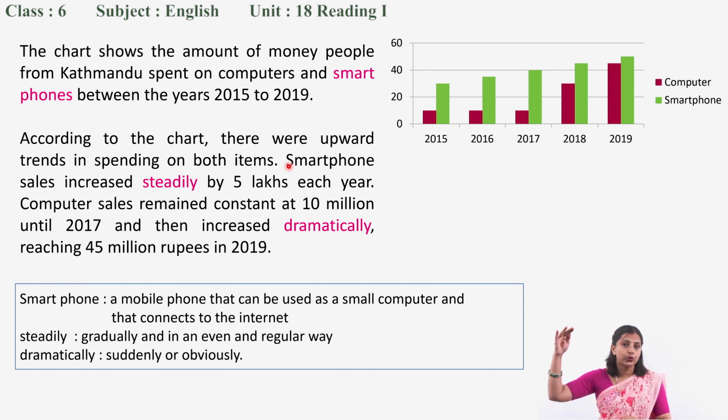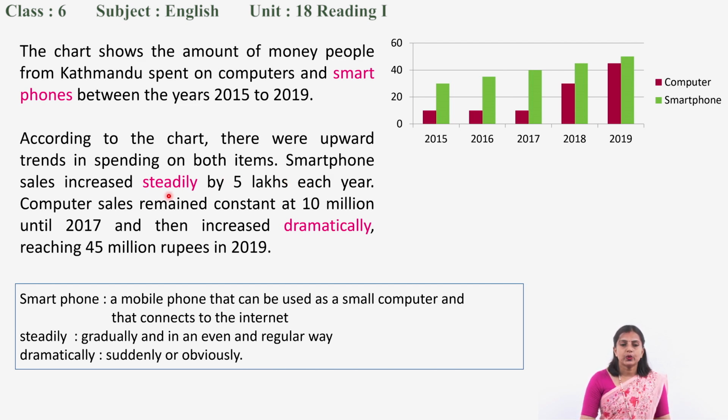Okay, upward trend. I told you it was in the order of increasing. Though computer sales remained constant, they didn't increase for 3 years, but then suddenly rose high. But in the case of the smartphone, it went on increasing, 5 million every year. We have discussed this already. So the chart shows there were upward trends in spending on both items.